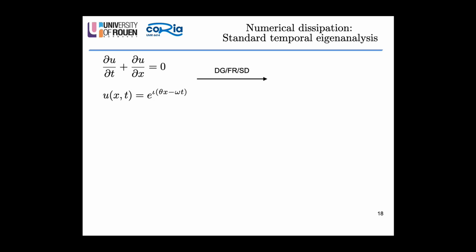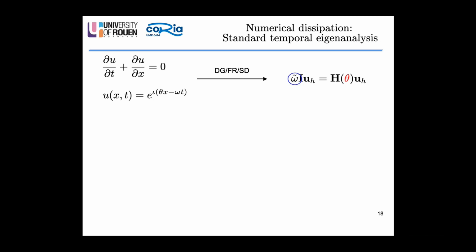You discretize this system with your favorite high-order method, and you obtain essentially an eigenvalue problem where you link the spatial oscillation, spatial frequency theta, and temporal oscillation omega. So in the standard temporal eigenanalysis, you impose a value of theta, and you solve an eigenvalue problem in terms of omega. Of course, different schemes will give you different matrices H, and you will get different values of omega.